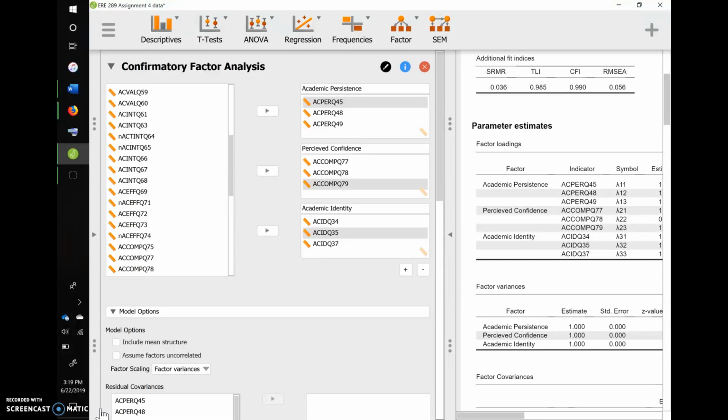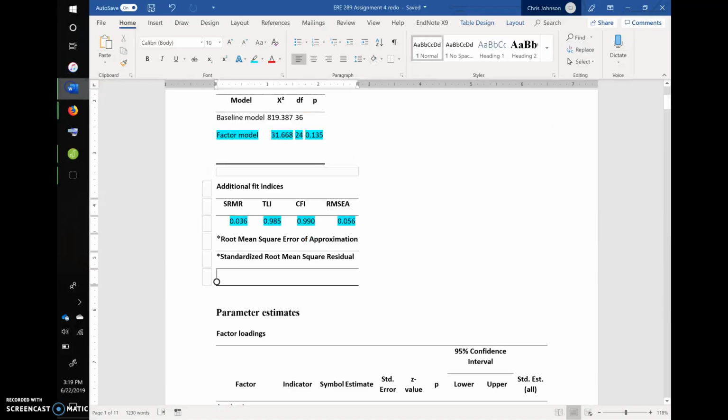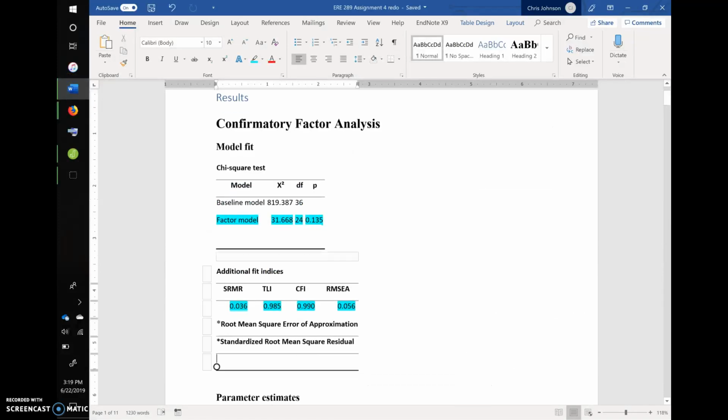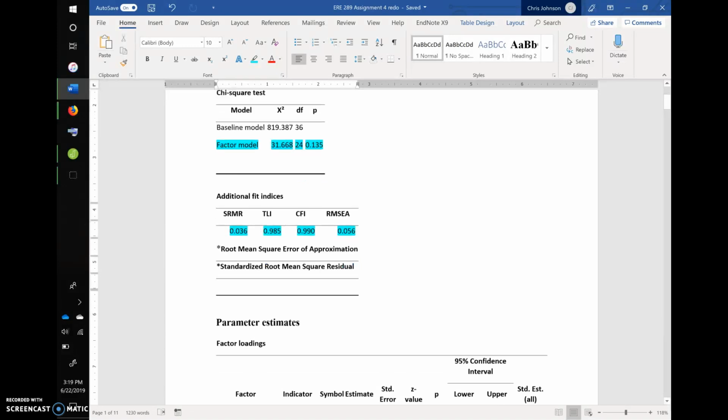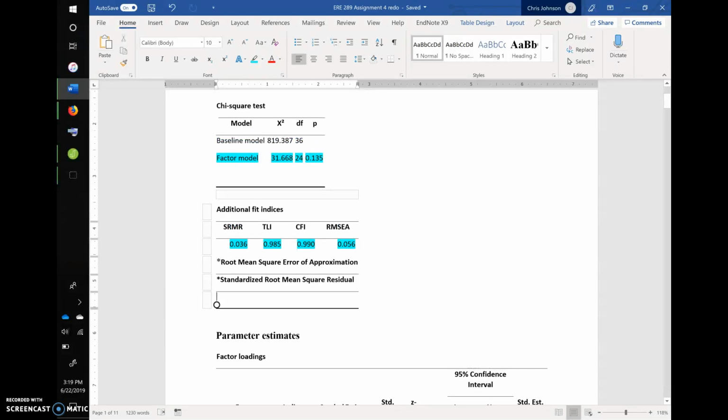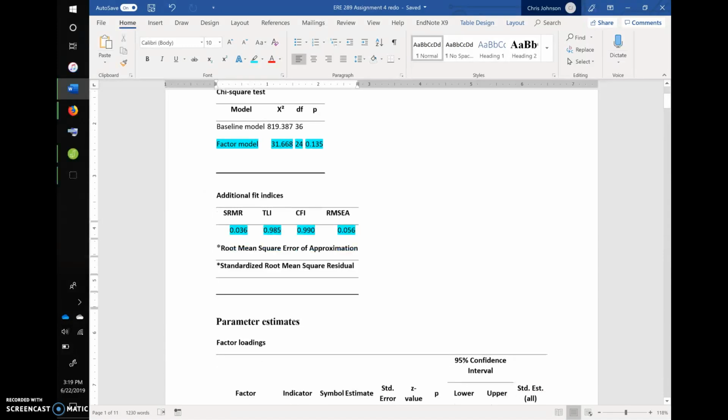For my confirmatory factor analysis, I did three factors: academic persistence, perceived confidence, and academic identity, with three observable variables in each one. When we started looking at the analysis, we found that the chi-squared of 31.668 was non-significant at 0.135, which I know you ultimately said in the presentation was something that we wanted. But in most social sciences, this is not the case, and it usually is significant. Still uncertain why that is, but that's what this shows.